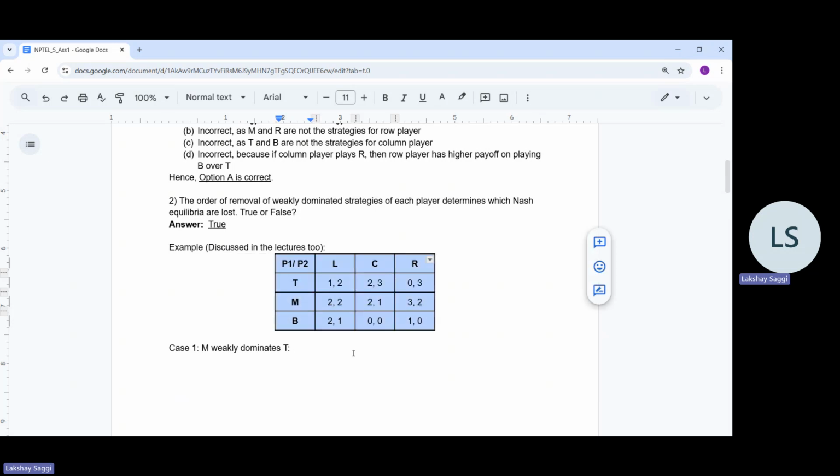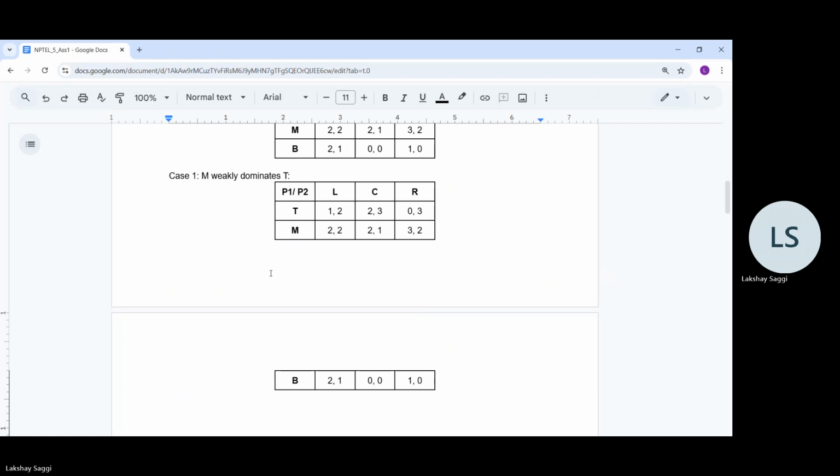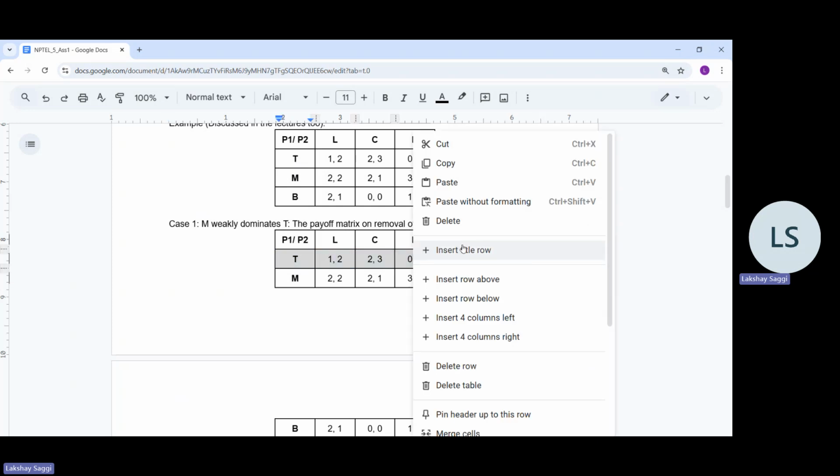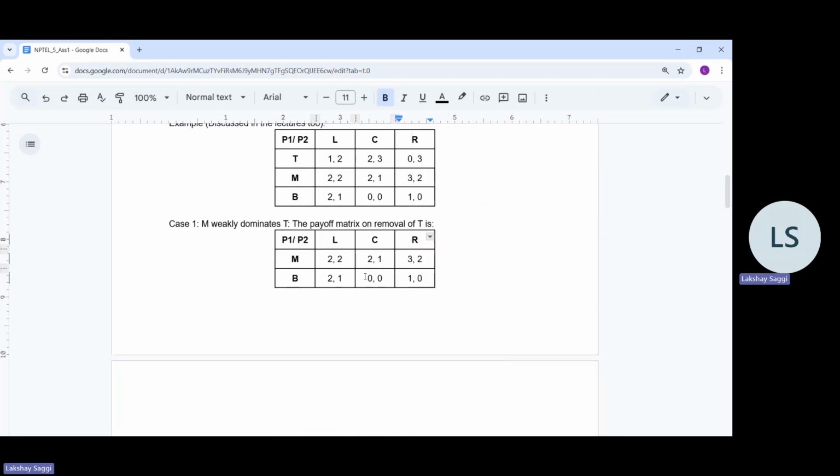So we'll be left with the following payoff matrix. The payoff matrix on removal of T is something like this. So let's say I remove this T altogether, delete the row. This will be the payoff matrix now.